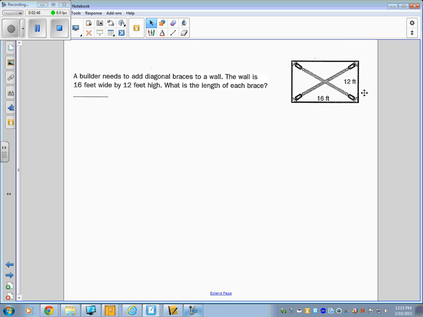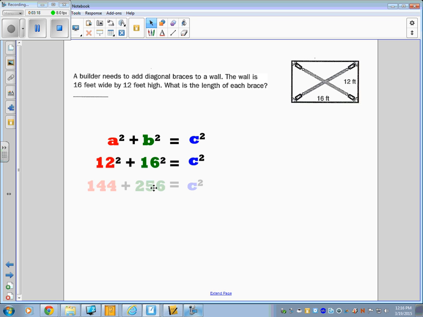We know that the wall is 16 feet wide, so this measurement is 16. That's B. And 12 feet high, that's A. What we're missing is here. That is C. All right, we write the Pythagorean theorem, and we say, we know A and B, we don't know C. So we can substitute 12 for A and 16 for B, and get 12 squared plus 16 squared is equal to C squared. We'll do the math, and in this case, we can just add them up together to get 400.